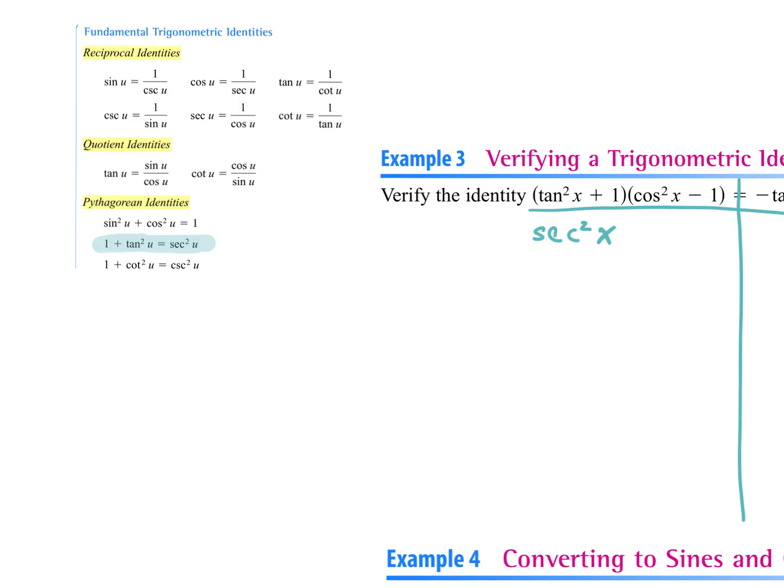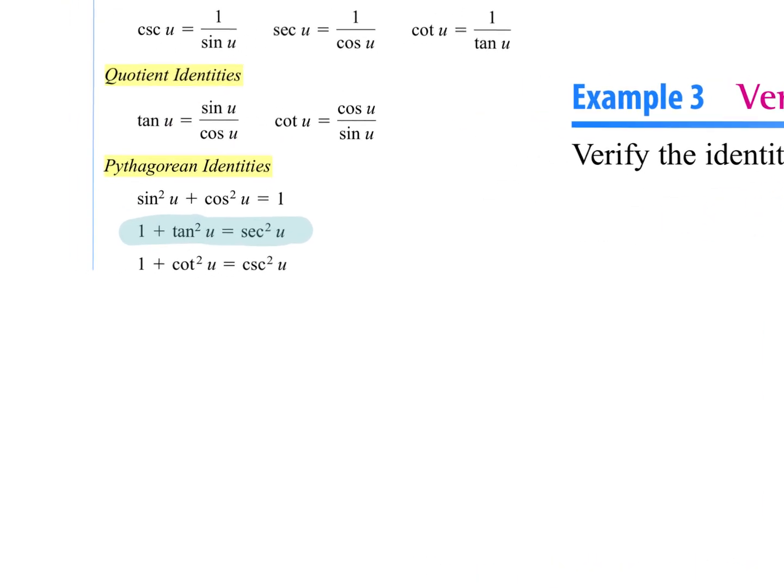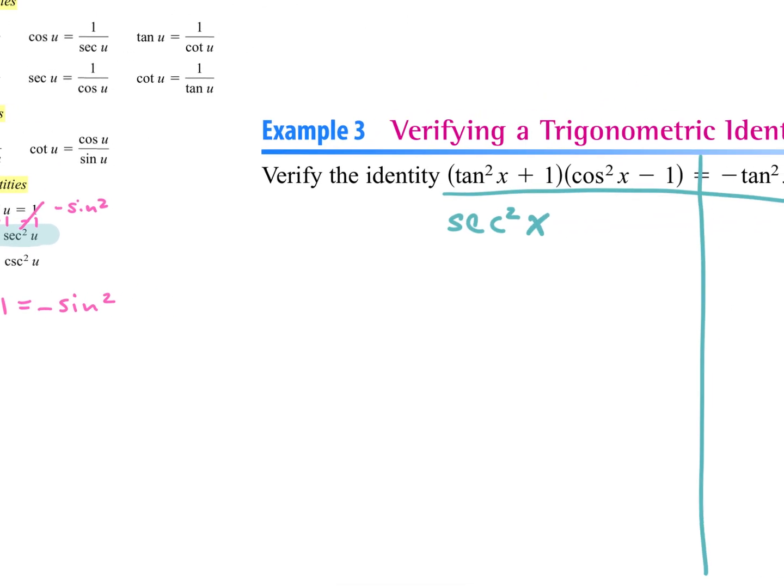And then we have cosine squared minus 1. What does cosine squared minus 1 equal? So I'm going to rearrange the first identity. If I subtract 1 to the other side, because it has to be cosine squared minus 1, I also have to subtract sine squared, so it would equal negative sine squared. So cosine squared minus 1 equals negative sine squared. So I'm going to replace cosine squared minus 1 with negative sine squared.